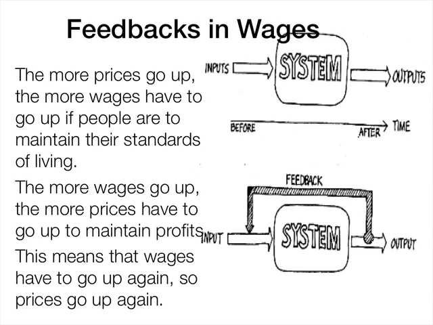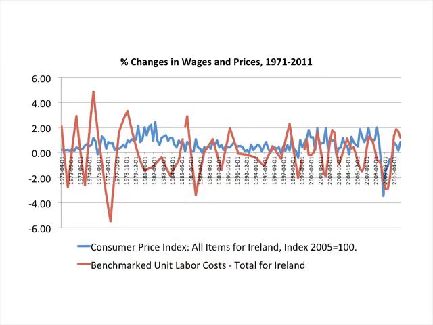The more wages go up, the more prices have to go up. So it's a feedback mechanism. One is directly affected by the other. I showed you this data at the end of the last lecture. What you're looking at here is the changes in wages and prices up to the end of 2010.